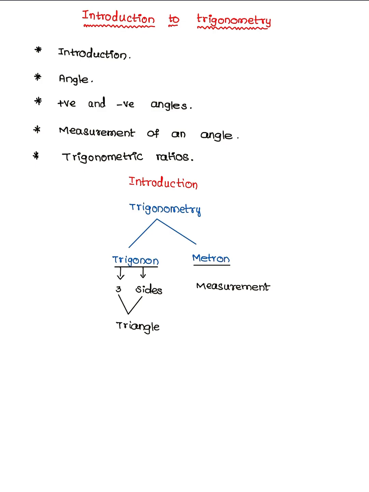Measuring the triangle means measuring either angles or sides. So angles, sides, or many more things we can measure, like area, or length of the median, or angular bisector, right? So many things. But in class 10 we learn only the relation between angles and sides. So let us discuss only angles and sides in this chapter. Okay, so now the next topic, that is angle.